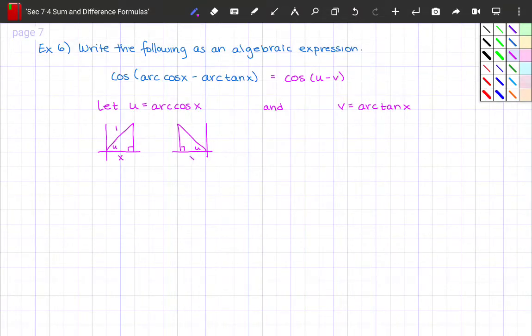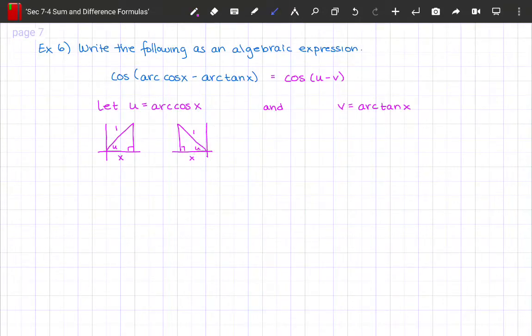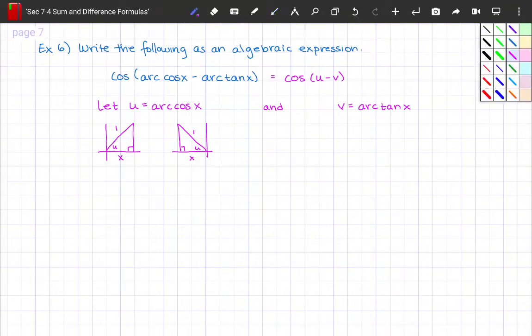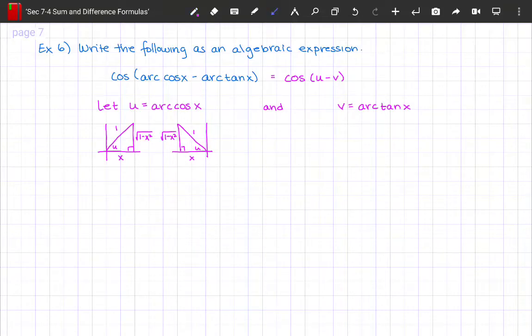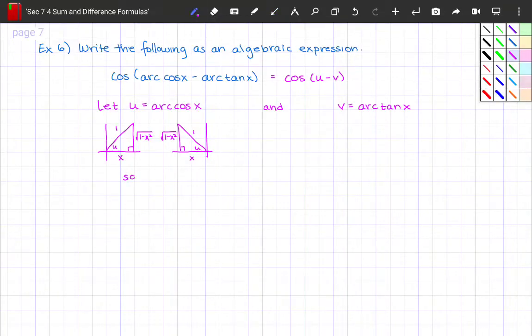And it's also adjacent over hypotenuse. It's okay that we're on the negative side here because the value of x can be negative. So we're okay. So then, using the Pythagorean theorem, we'll find that this third side on both triangles is the square root of 1 minus x squared, and it's along the positive part of the y-axis on both triangles. So, phew. And most of the time, you get the same triangle. So we don't have to worry about anything special there.